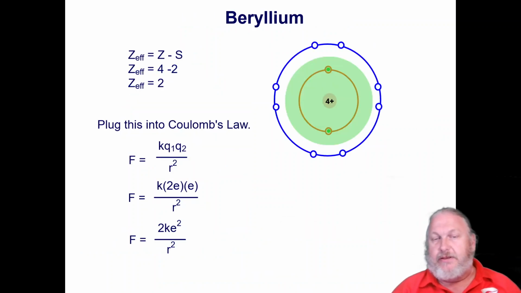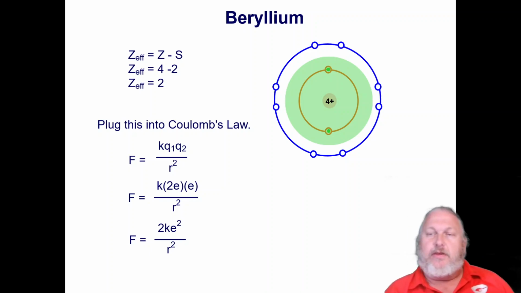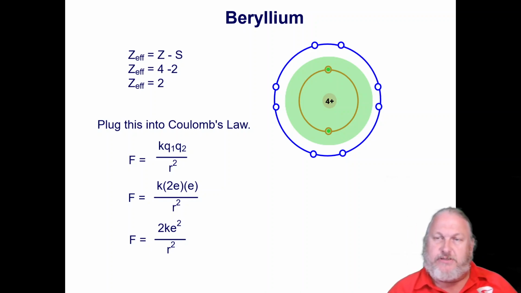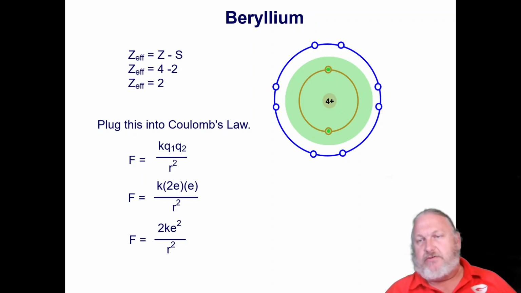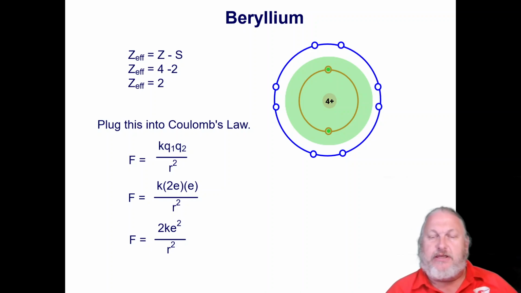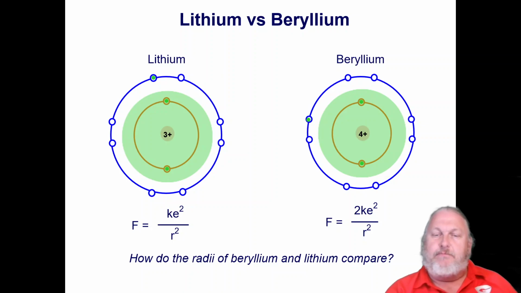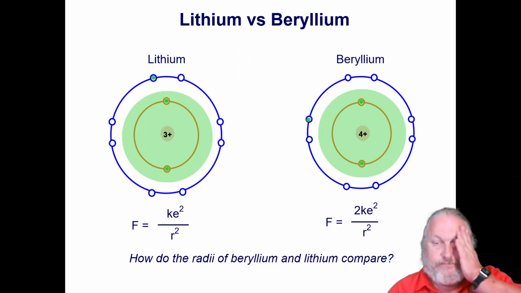Let's look at beryllium. The Zeff is going to be +2 because it has 2 shielding electrons. It has 2 valence electrons. Okay, so I'll plug this into Coulomb's law, and I come up with 2 Ke squared over R squared. If you need me to explain that again, I'll do it in class. So how does that make the radius of the beryllium and lithium compare?